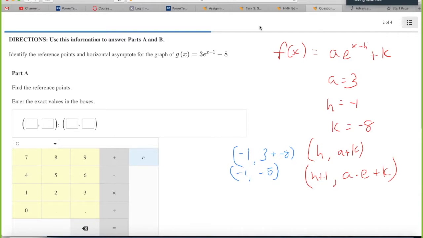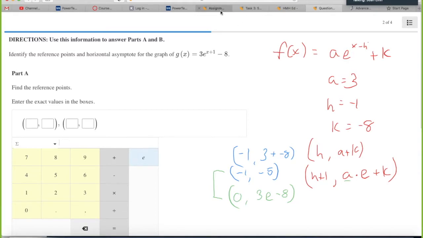And it says enter the exact values in the boxes, so that just means they want us to use the e. They don't want us to round it or shove it into our calculator. So we'll do the second reference point in green. So our a is 3. So that's going to be, h plus 1 is 0. So our a is 3, e plus k, our k is -8. So these two are our reference points.